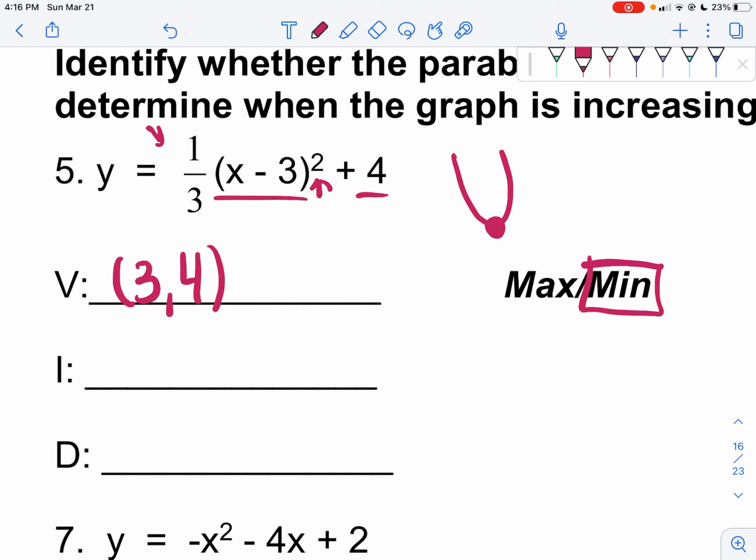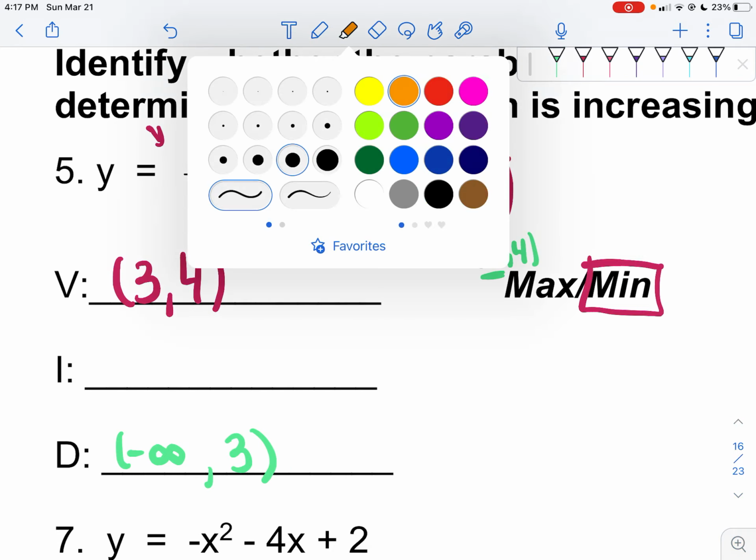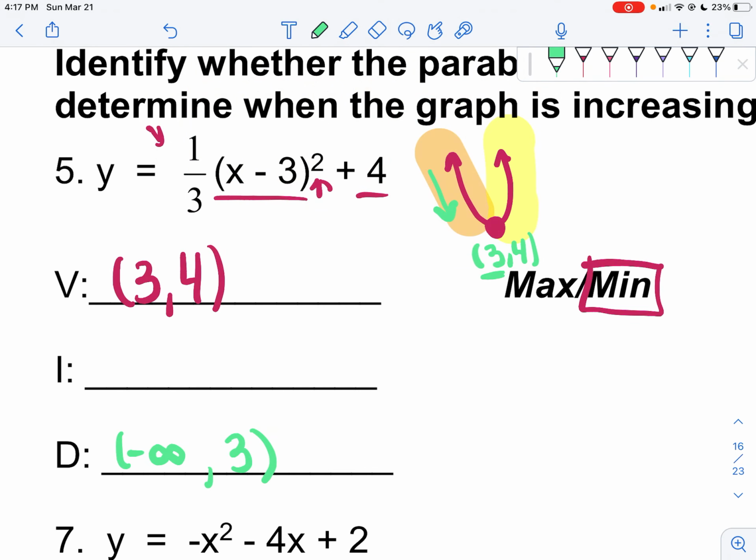So now we want to figure out if it's increasing or decreasing. Well, if we look on this left side here, as the x values get bigger, the y values are getting smaller, which means on this part of the parabola, it is decreasing. So we're going to go from negative infinity, and then this point here is (3, 4). And we're going to look at that x value, which is 3. So the parabola is decreasing from negative infinity to 3. And then it switches and is increasing after that. So it's increasing from 3 to infinity.